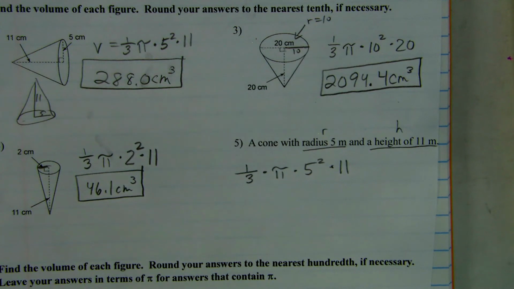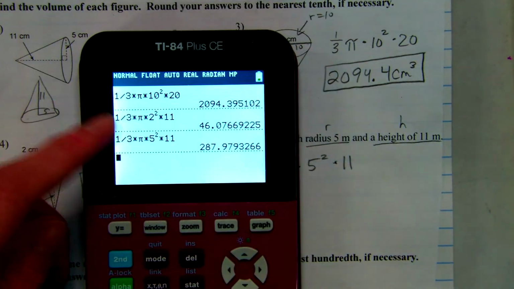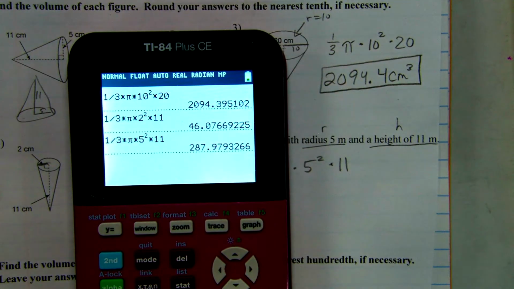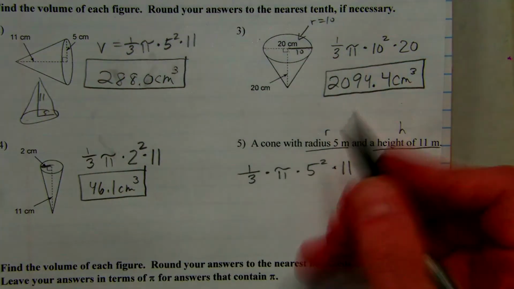1/3 times pi times 5 squared times 11. So we get on the calculator 287.97. So I'm rounding to the tenths. It'll come out... Oh, this is very much the same thing as this one up here. I wasn't getting what you were saying.